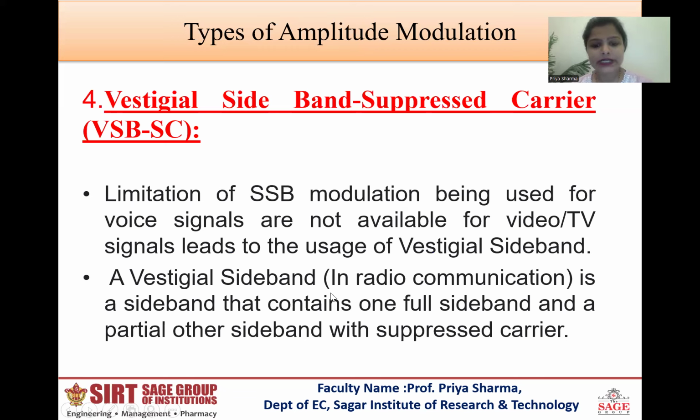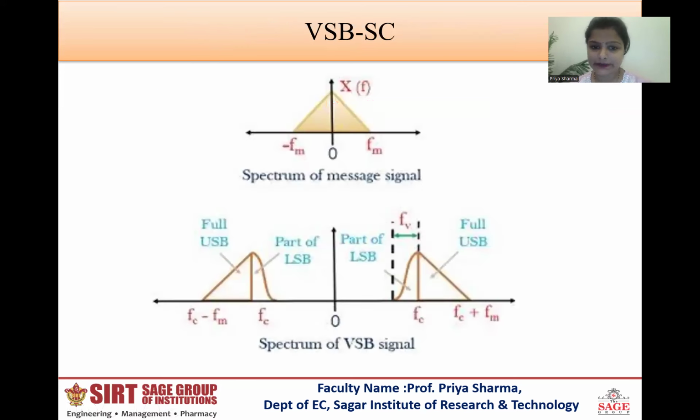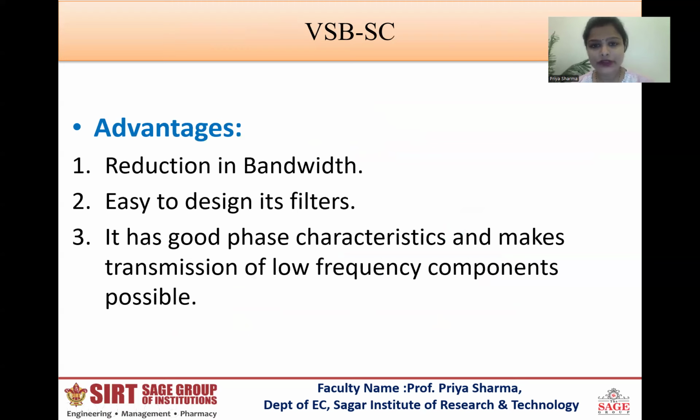A vestigial sideband in radio communication is a sideband that contains one full sideband and a partial other sideband with suppressed carrier. So this is the basic frequency spectrum diagram of VSB-SC. This is the spectrum of the message signal. Here, the full USB is transmitted and a partial part of the LSB is transmitted, not the full. Okay, students. So coming to the advantages, there is a reduction in bandwidth.